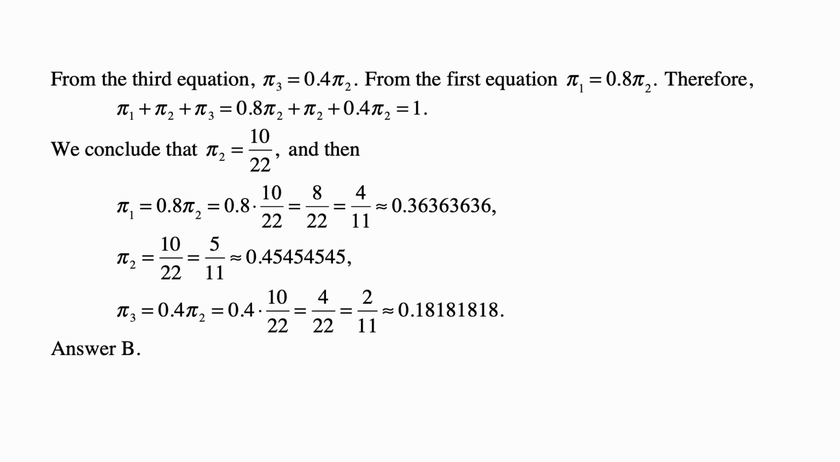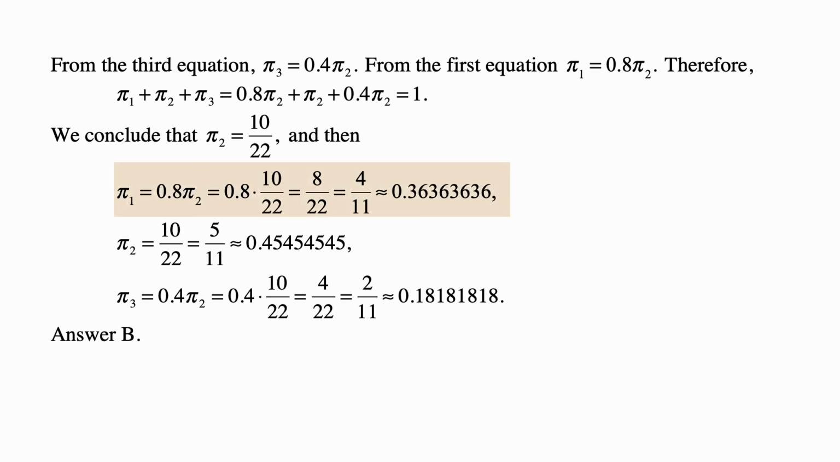So pi 2 is 10 over 22. And then pi 1 is 0.8 pi 2, which is 0.8 times 10 over 22, and that ends up being 4 over 11. Pi 2 is equal to 10 over 22, or 5 over 11. And then pi 3 is 0.4 pi 2, and that's equal to 2 over 11. The answer that we're looking for is the one about good risk. So pi 1, so it's 4 over 11, or 0.36363636, and that's answer B.